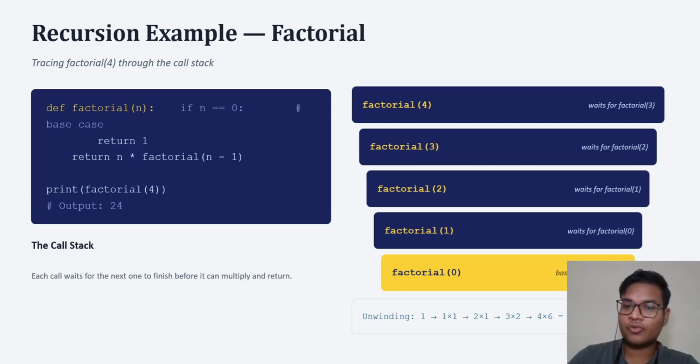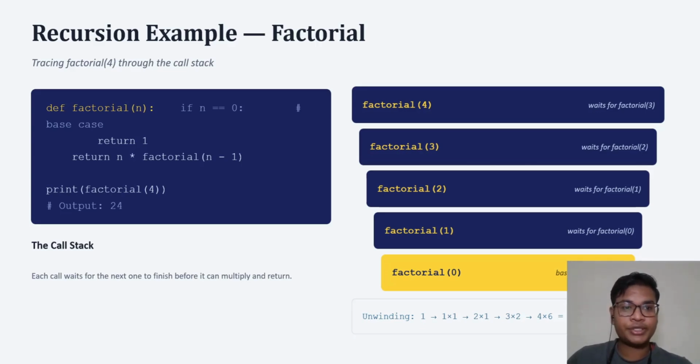2 into factorial of 1. What is the factorial of 1? 1 into factorial of 0. And factorial of 0 means if n equal to 0, that means return 1. Therefore it returns 1 here. And all these things multiply, that gives us 4 3 2 1, that's 24. That is the output. So that's how the recursion worked.